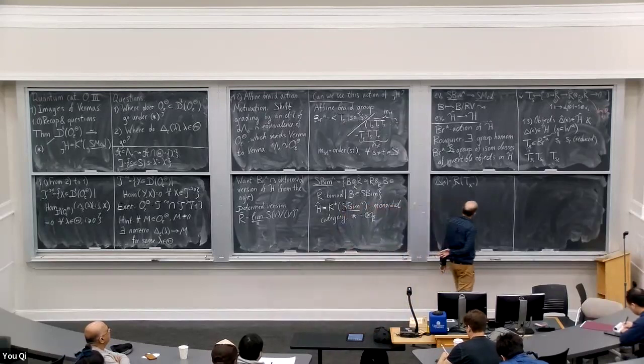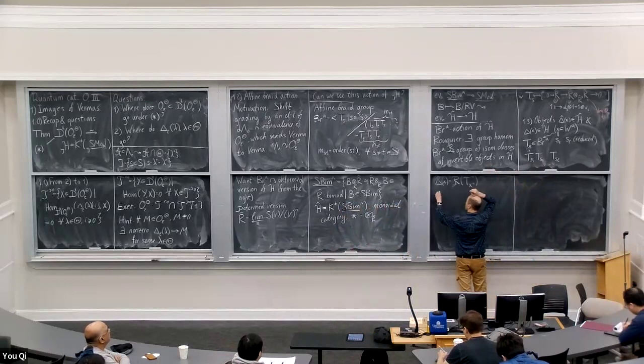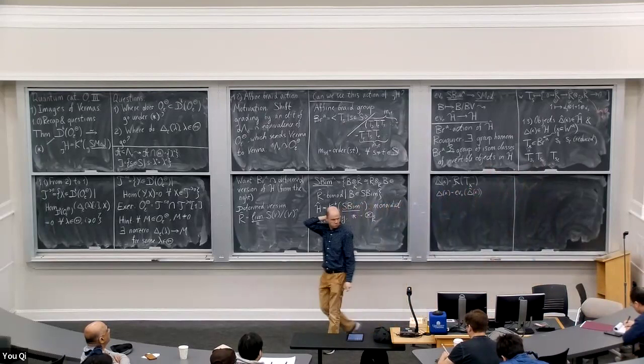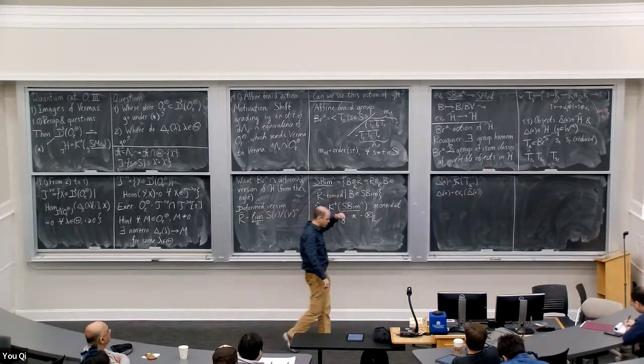And now, how do I get an object in H? Well, I evaluate at 0. Delta x, population of 0 of delta hat. This is some object. It's actually this kind of dispersion.